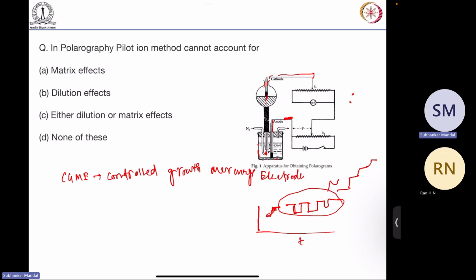But what is the dilution effect? The dilution effect we cannot consider in this, because basically you are dropping the mercury in the electrolyte solution. Due to that, your electrolyte concentration is changing, but how much it is changing is not shown in the current value or voltage value. So the answer is the dilution effect. The matrix effect you can get, so C, none of these, is not the answer. So the answer to the question is B.